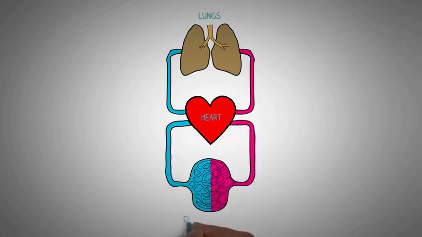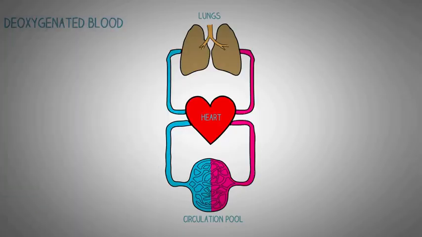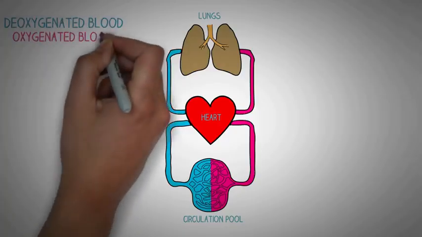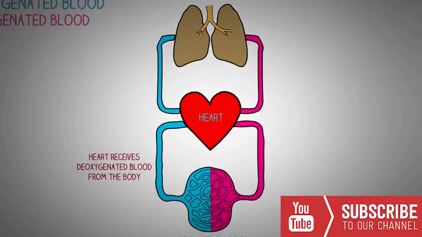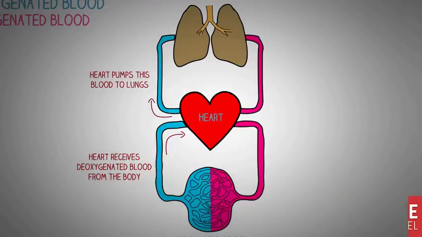In this diagram, you can see the lungs, the heart as well as the circulation pool of the body showing the deoxygenated blood in blue color as well as the oxygenated blood in the pink color. The heart receives all the deoxygenated blood from the body through the superior as well as the inferior vena cava. This blood has a low concentration of oxygen and this is then pumped to the lungs through the pulmonary arteries.